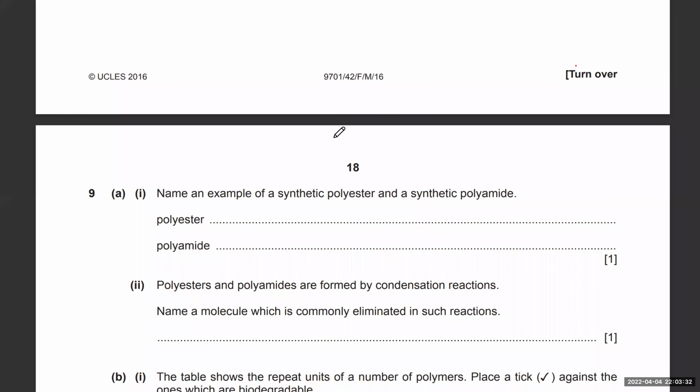Of organic questions. So this one: name an example of a synthetic polyester and a polyamide. So this one is Terylene, and polyamide, that's nylon. Or you can also add Kevlar, that's used in bulletproof jackets.